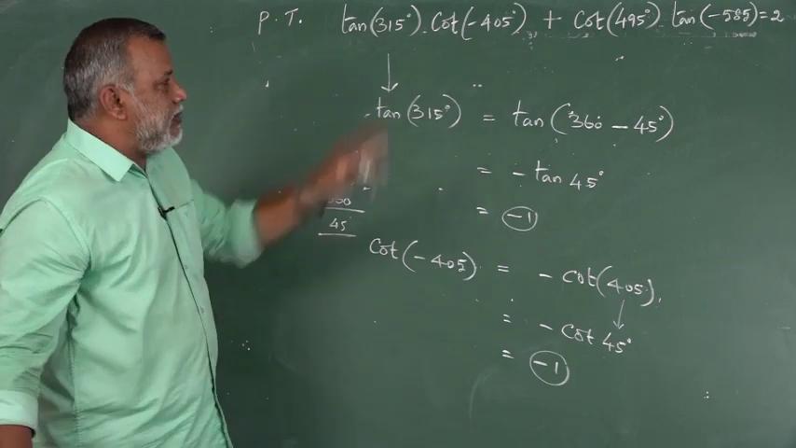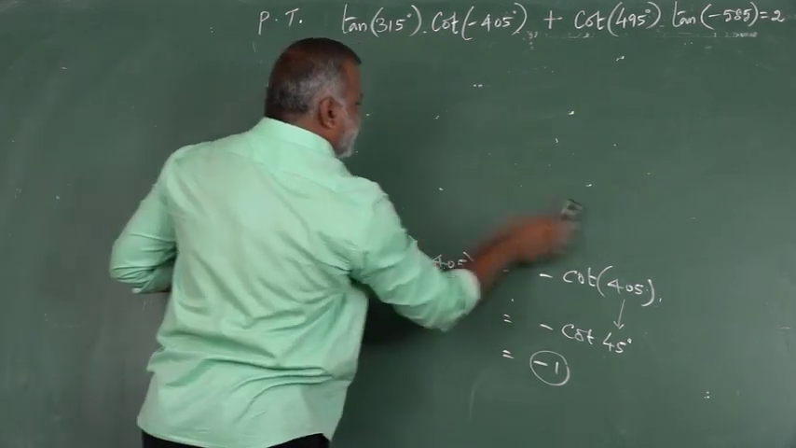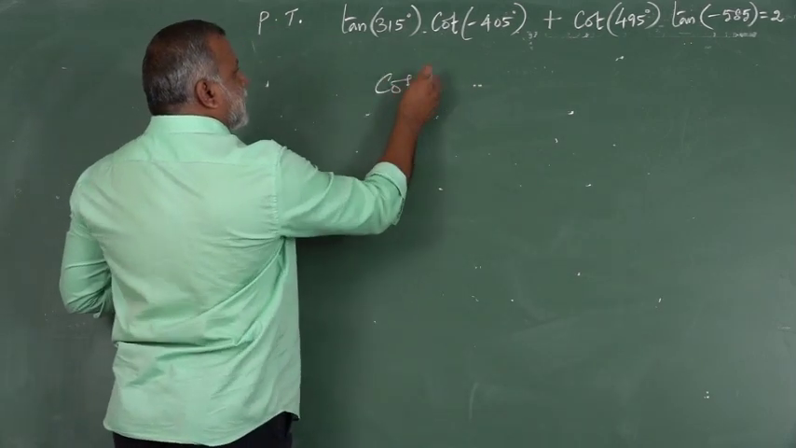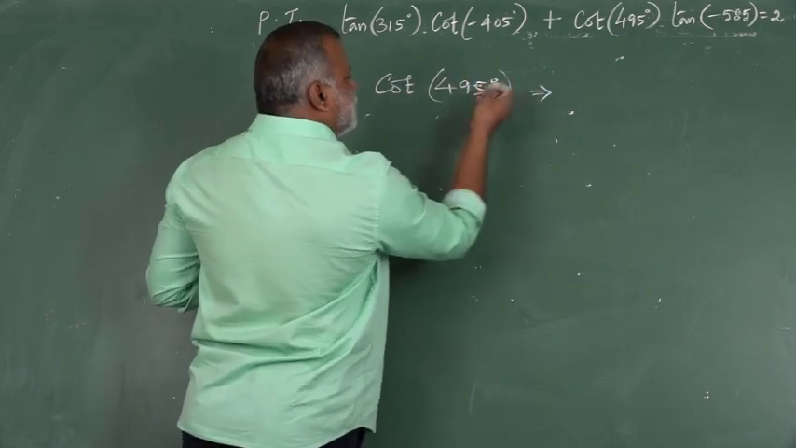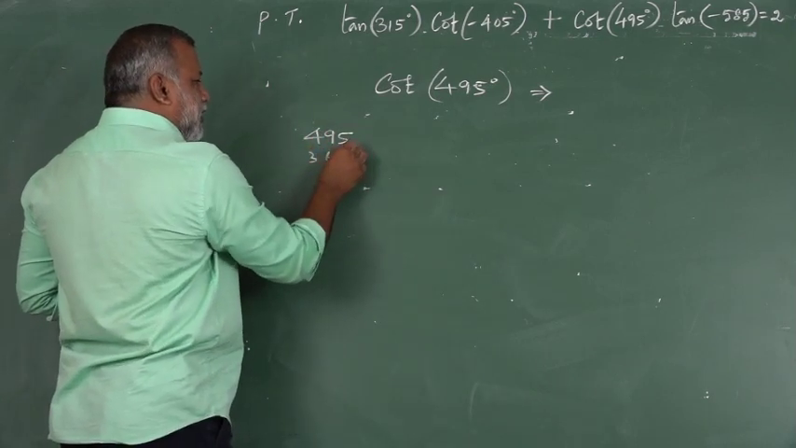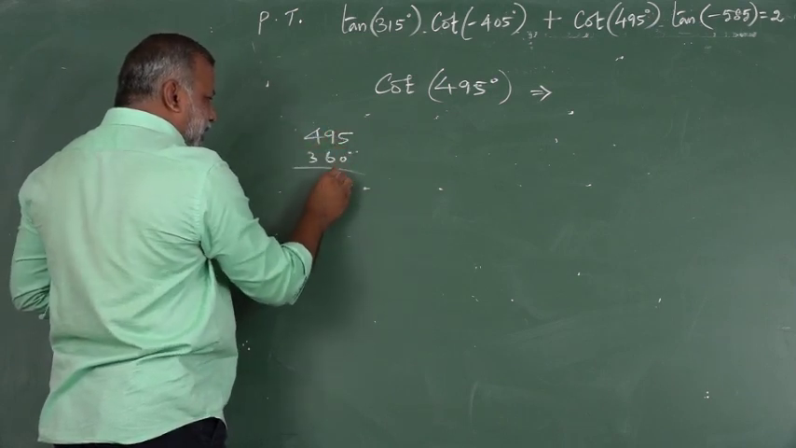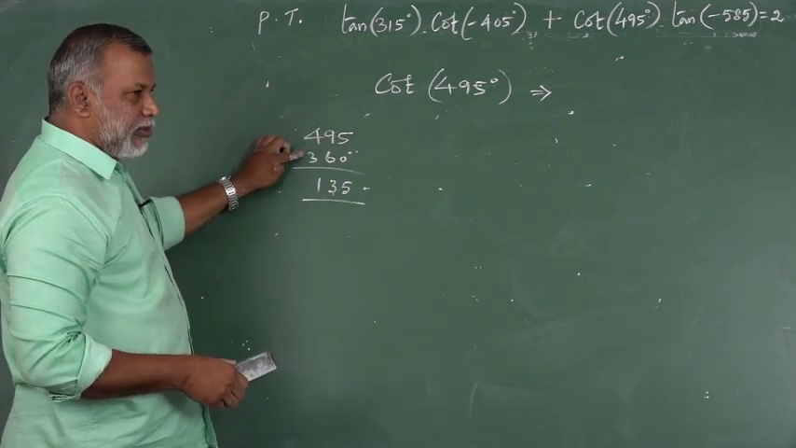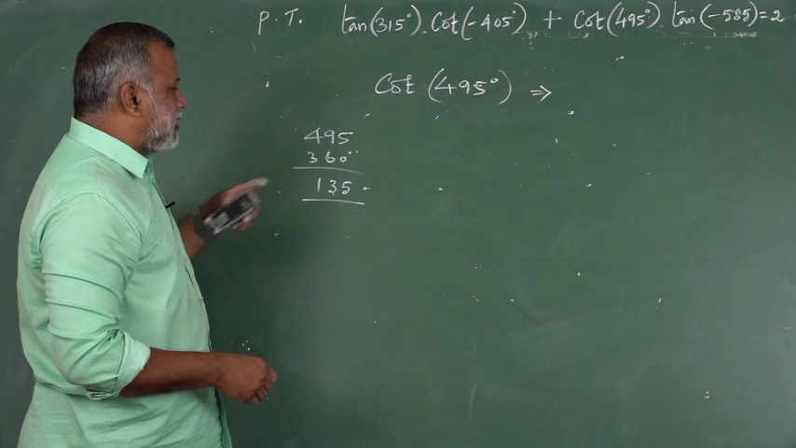Cot 495. See the third one: cot 495 degrees. It also completes more than one rotation. From this 495, remove the complete rotation, one rotation of 360. We get 135. So 360 you are removing because it has more than one complete rotation. Remove that; the remaining is 135.